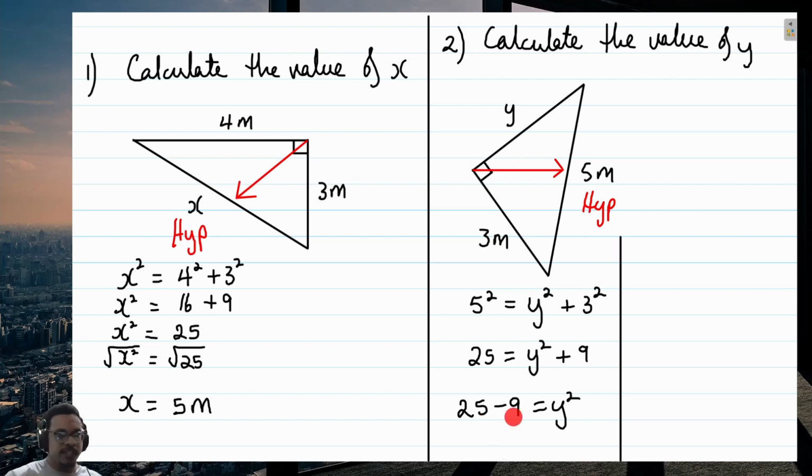Now 25 take away 9 is 16. So I'll write that up here. 16 is equal to y squared. And now I'll take square roots on both sides of the equal sign. So the square root of 16 will give 4. And the square root of y squared, the square root and the square will cancel out each other and you remain with y. So what we have is y would be equal to 4 meters.